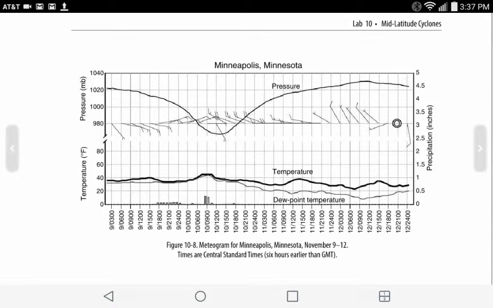In particular, I believe what the book wants them to do is find frontal passages. Like, okay, right about here, there's a frontal passage. The pressure is lowest as a front goes by. It's higher ahead of the front in the warm air mass. It's higher behind the front in the cold air mass, but at the front itself, the pressure is relatively low.